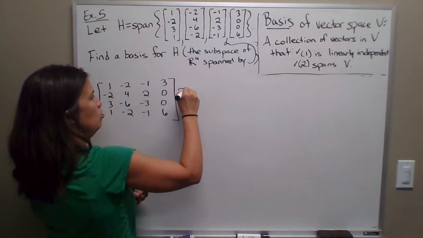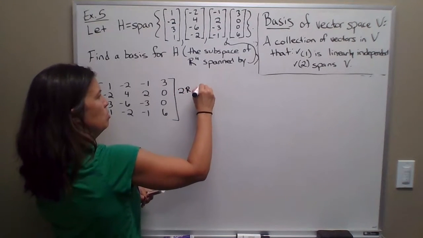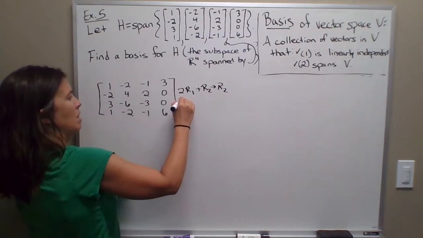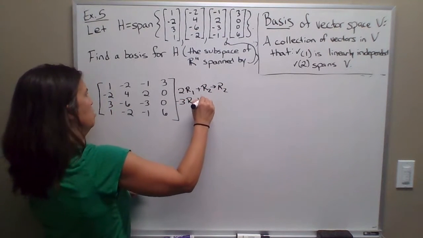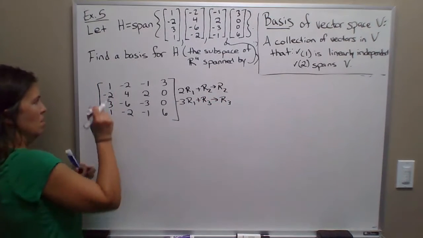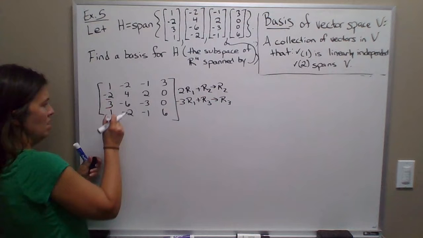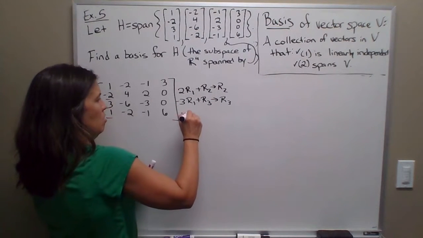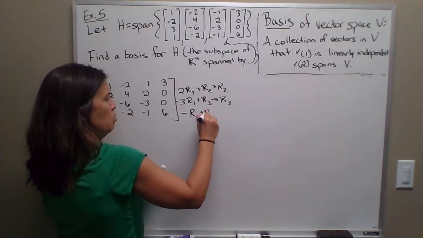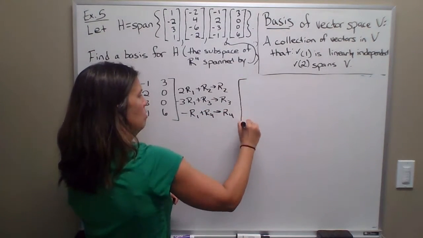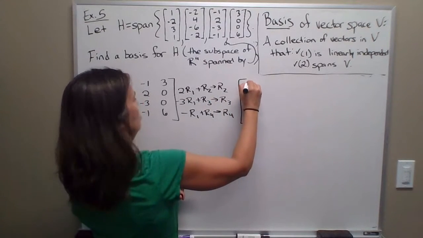So if we do 2 times row 1 plus row 2, put that in row 2, and negative 3 times row 1 plus row 3, put that in row 3 to zero out this entry. And then to zero out that 1 on the bottom, we could do negative 1 times row 1 plus row 4, put that in row 4. And let's see what we get. So I'm leaving row 1 alone.